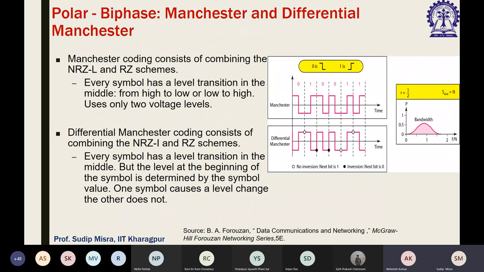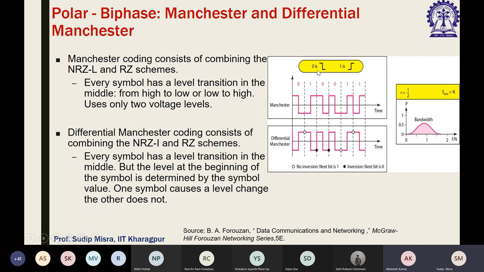Now we do not have much time, but let me very quickly show you two other schemes, which are called the polar biphase Manchester and differential Manchester. In Manchester and differential Manchester, we have a mid-bit transition. This is the bit interval, and within the bit interval there is a transition. This is called mid-bit transition.